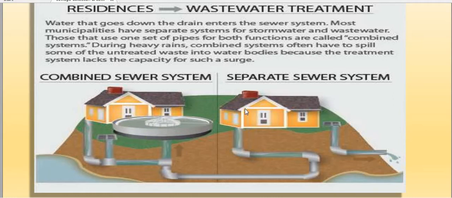But in the separate system, there are two sets of pipe. One set, the sanitary sewage, goes separately to the STP, that is the sewage treatment plant, and the rainfall, that is the storm water generated during the rainfall duration, is collected and directly disposed of to nearby water bodies or for groundwater recharge.